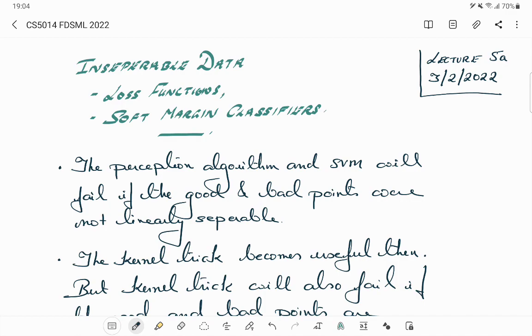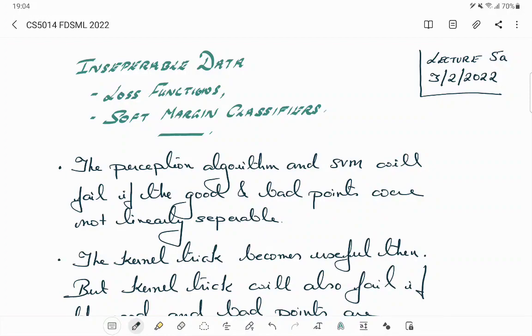But intuitively, what we are going to do is classify as many of the points as possible. And for those that are misclassified, we'll try to find the separator in a way that the misclassified points are not too far away from the separating line. They're on the wrong side of the separating line, yes, but maybe not too far away from it. As we all know, the perceptron algorithm as well as the SVM will fail if the good and bad points are not linearly separable.